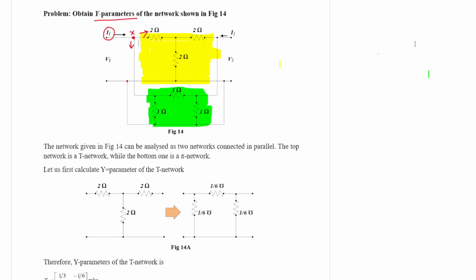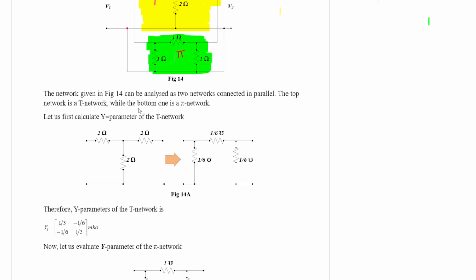So apparently this figure 14 looks very complex, very large, but if you analyze it correctly, it is not so difficult. Simply it is two networks. One network is a T network and this is a pi network. These two networks are connected in parallel, right? So let us solve one by one.